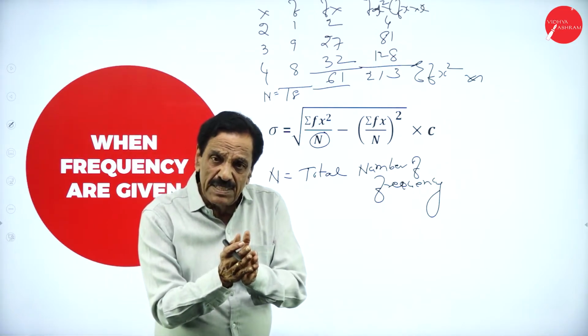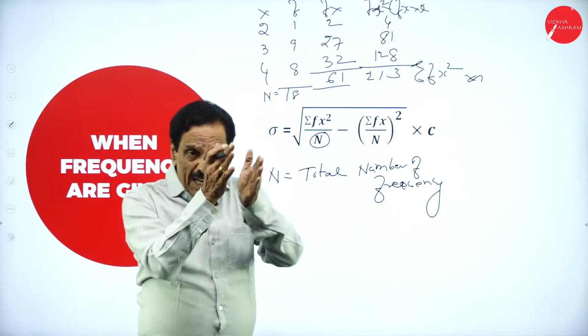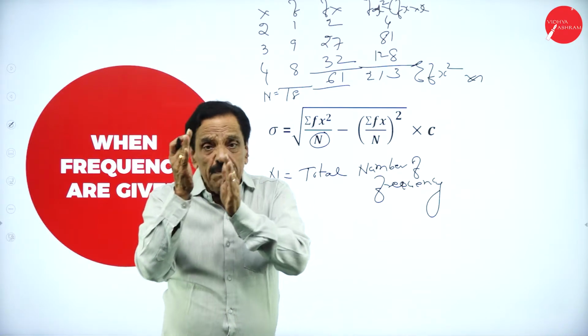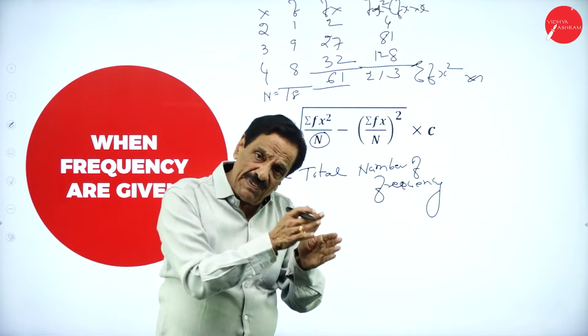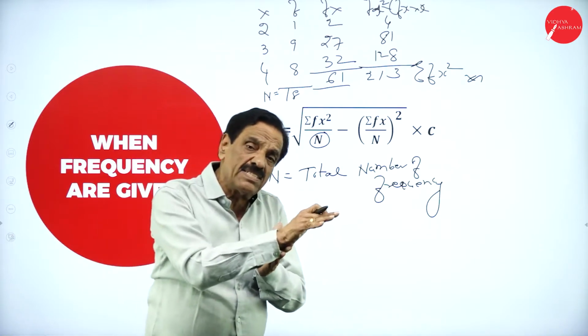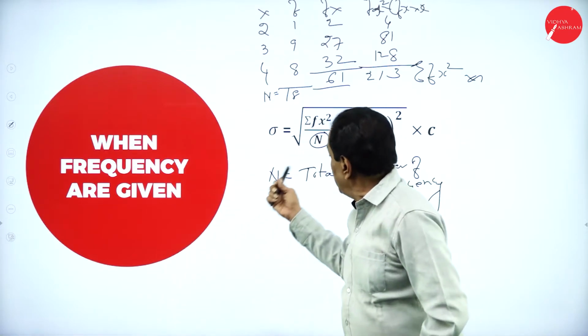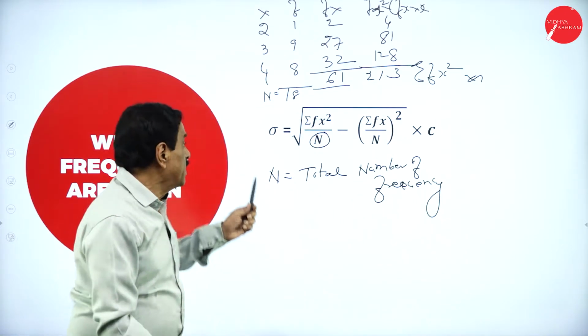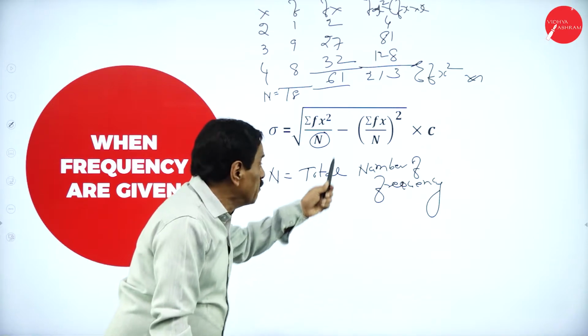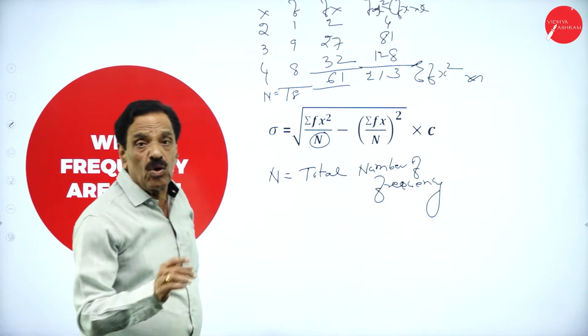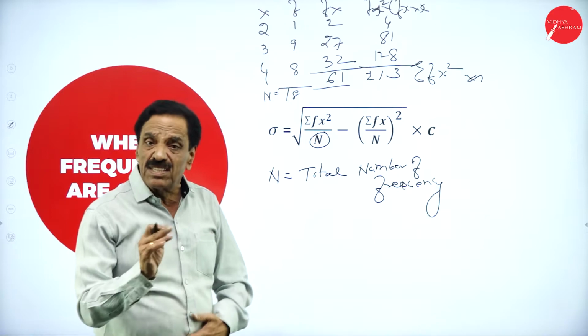They will give the frequency, they will give the x. First add the frequency. Then multiply f into x, that is your fx. Then fx into x is fx square. Then apply the formula: sigma fx square divided by n minus sigma fx divided by n whole square. C is equal to class interval.